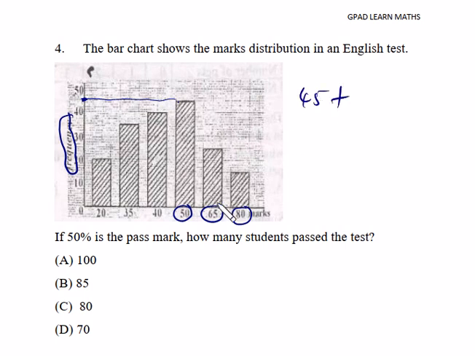Then plus, look at 65. How many had 65? Trace it. You have what? That's 25. Plus, now how many had 80? Again, trace it. If you trace it, you get 15. So you can trace it like this. So this 15 here plus 15. Now when you add all this, you get 85. So 85 students passed the test. That's option B. That's how you solve questions like this.